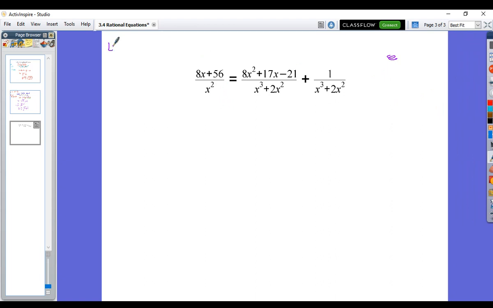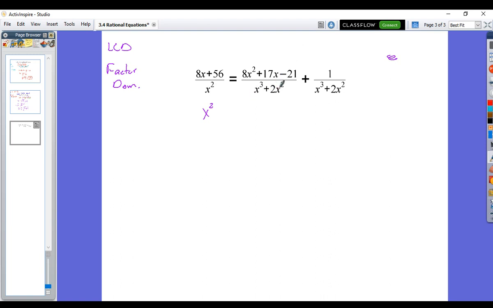We've got a least common denominator, and to find it we have to factor the denominator. So we just have x squared. You can think of it as x times x, but we'll leave it as x squared. Let's look at this right here. The common denominator here is x squared.